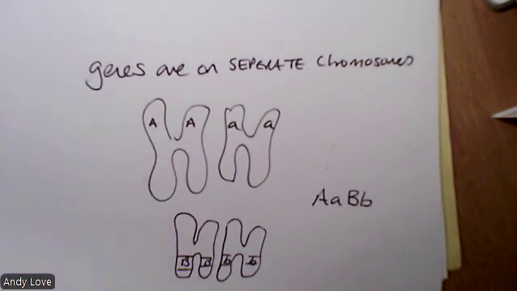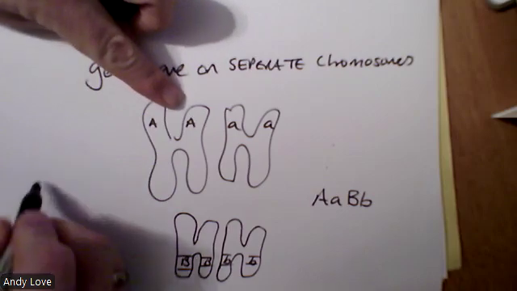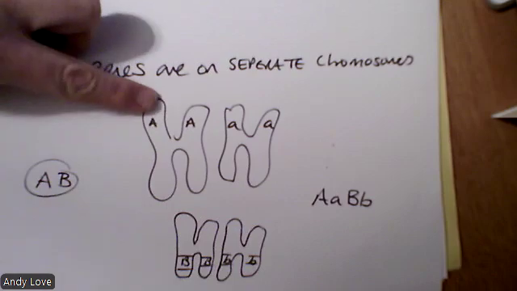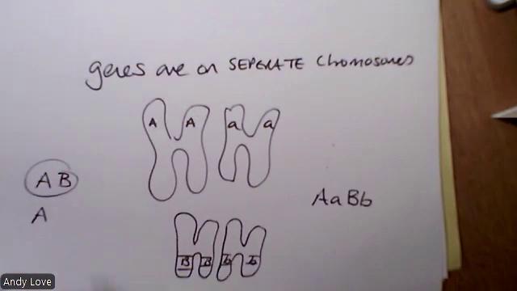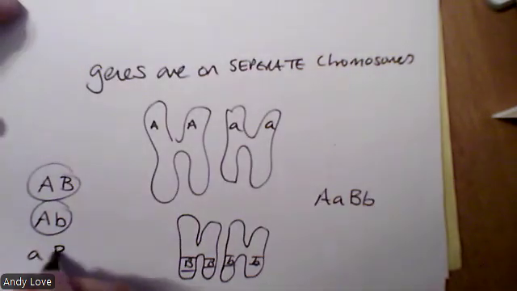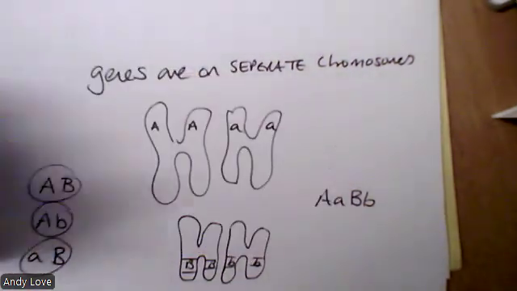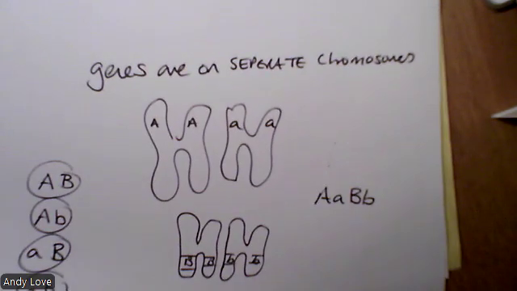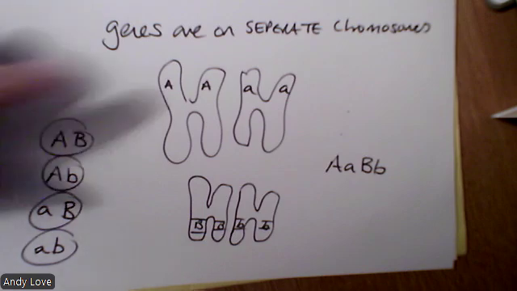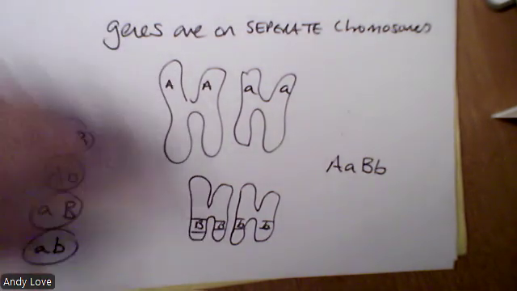They're on separate chromosomes. So when you work out the gametes, you have to work out every possible combination. So that A could be with a capital B, but that capital A could go with a little b into the gamete. That little a could go with the capital B into a gamete, and that little a could go with a little b into that gamete. So you have four potential gametes when they are on separate chromosomes.